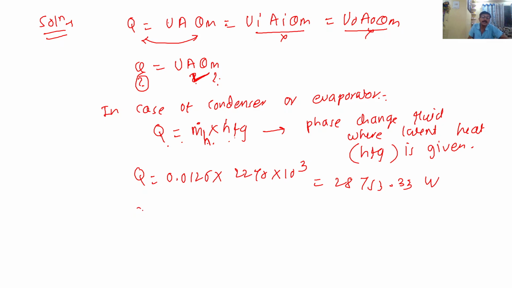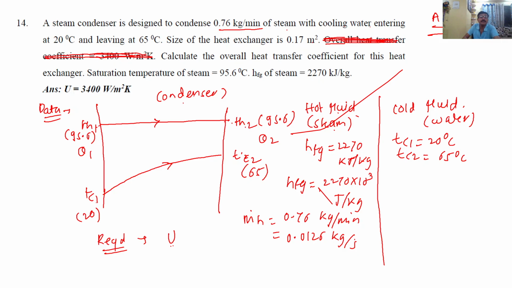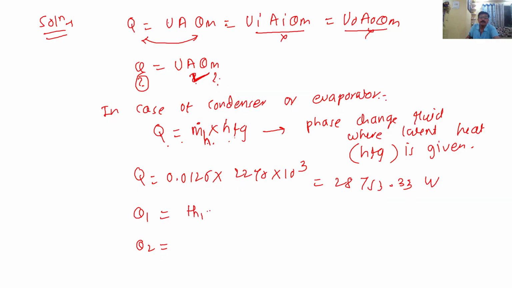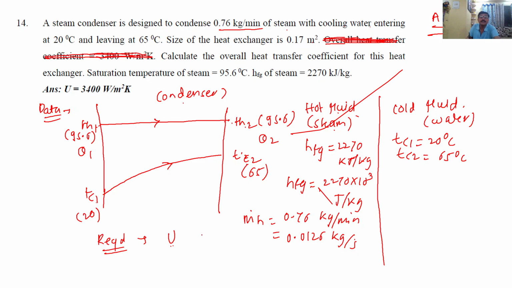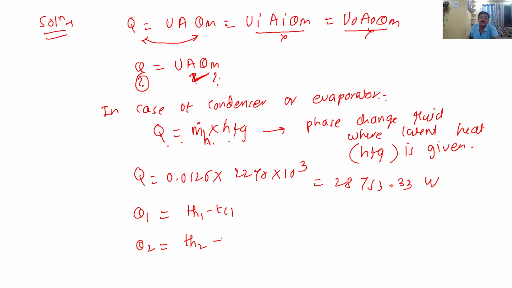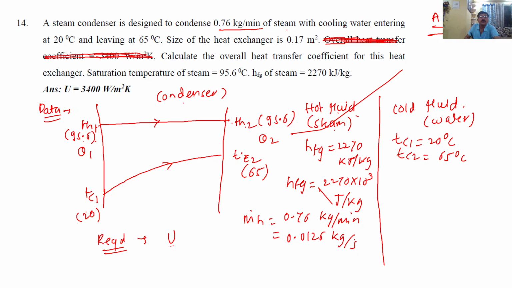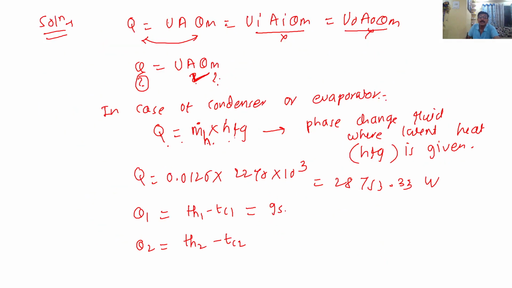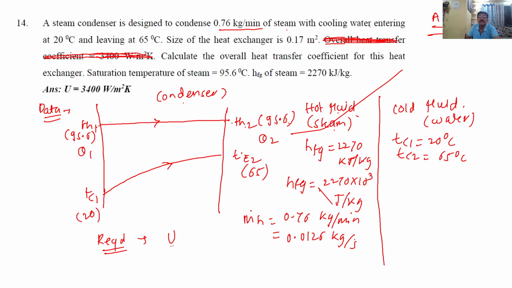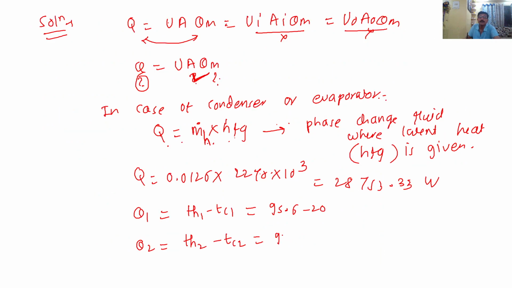To calculate theta m, I require theta 1 and theta 2. So what is theta 1? Look at the temperature profile diagram. Theta 1 is Th1 minus Tc1. And what is theta 2? Th2 minus Tc2. So Th1 minus Tc1, 95.6 minus 20. And what is Th2 minus Tc2? 95.6 minus 65.